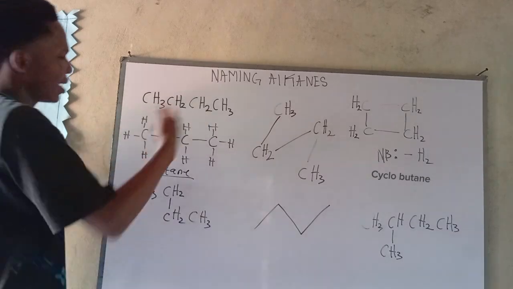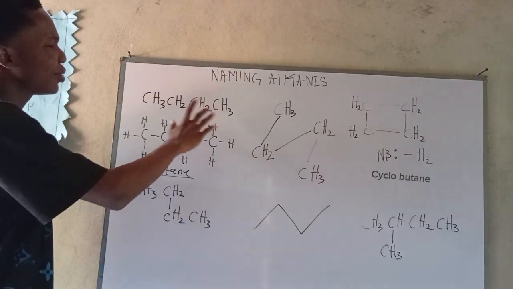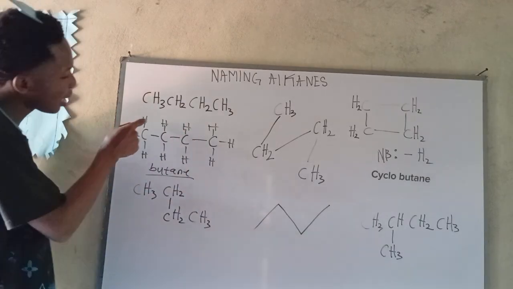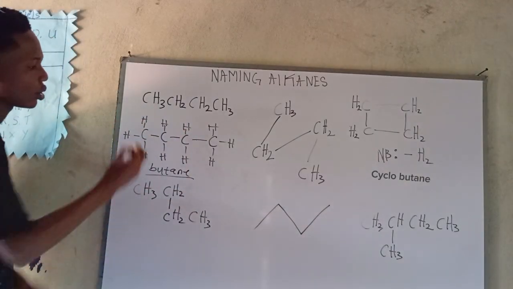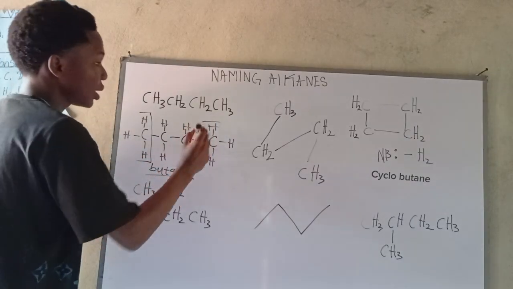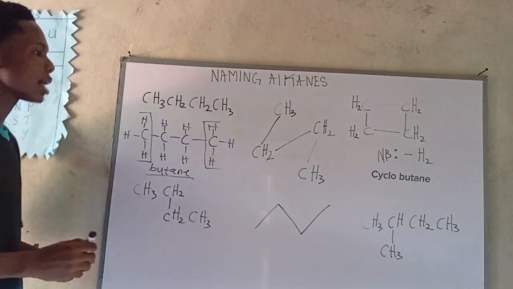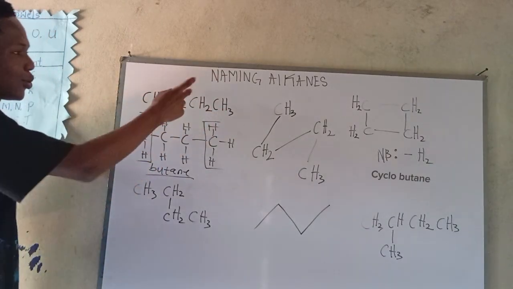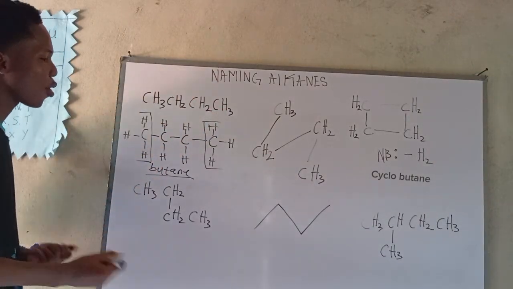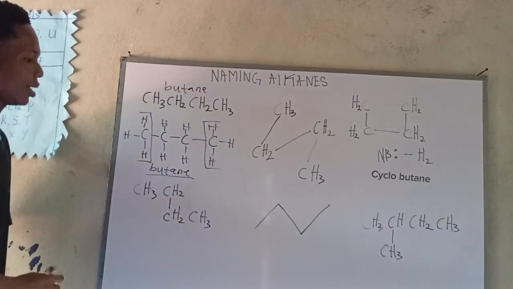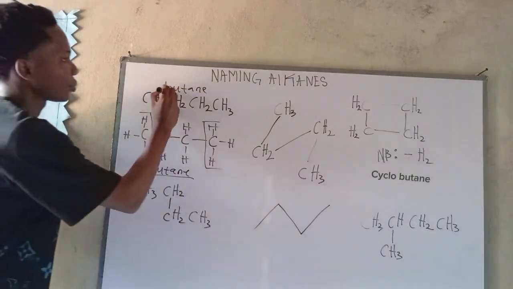Now looking at this guy, this guy looks a little bit funny, but actually it's the same as this guy. If you count, this carbon has three hydrogens, and this carbon has three hydrogens. Three hydrogen, three hydrogen, two hydrogen, two hydrogen. So this guy is also called butane.